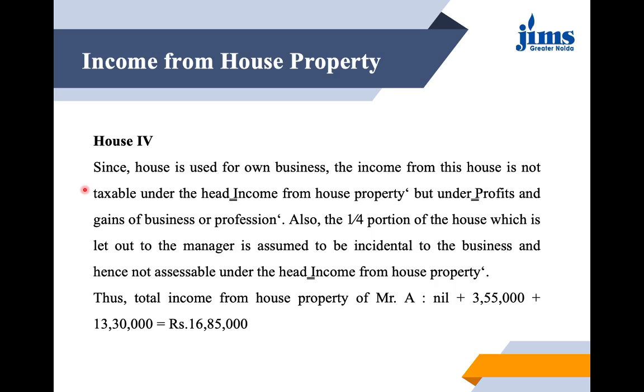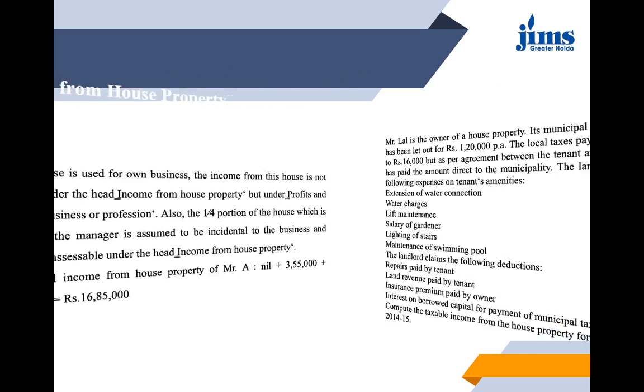So in that case, the total income that Mr. A is having from house property is, because from house 1 it is nil, then from house 2 it's 3,50,000, and from house 3 it's 13,30,000. Then we are able to obtain the total income from house property, that is 16,85,000.